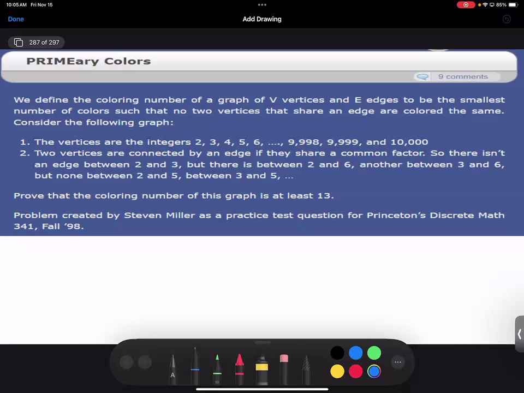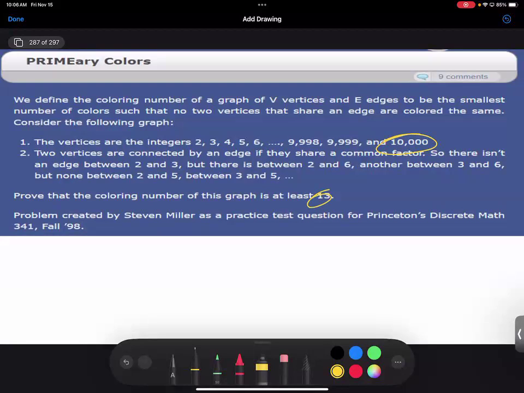So what does it mean for the coloring number to be at least 13? Well, one way is, can you find 13 vertices that are all connected? You have the numbers from 2 to 10,000. Can you give me 13 numbers that will all share a factor? And so, of course, whenever you see a problem like this, which numbers do you focus on? Well, the primes, but which numbers in the problem do you think matter? 10,000. And what else?